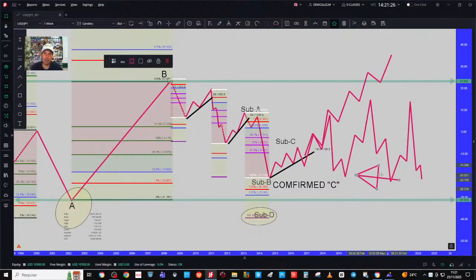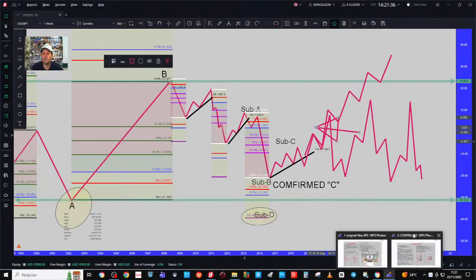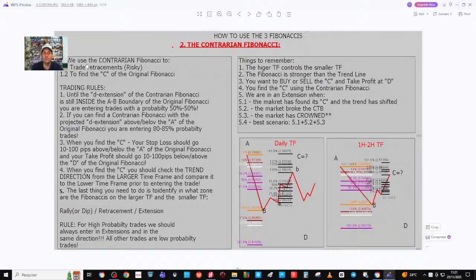Boss, do I need to trade retracements? Answer, no. Not necessary, you are not obliged to trade retracements. But from the picture, we use the contrarian Fibonacci to find the capital C of the original Fibonacci. Okay, everybody?